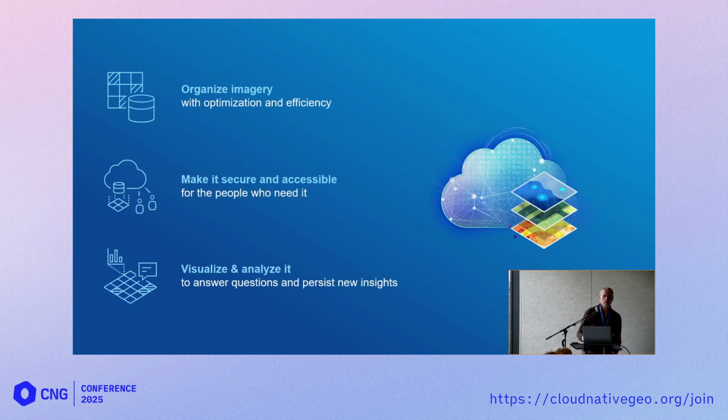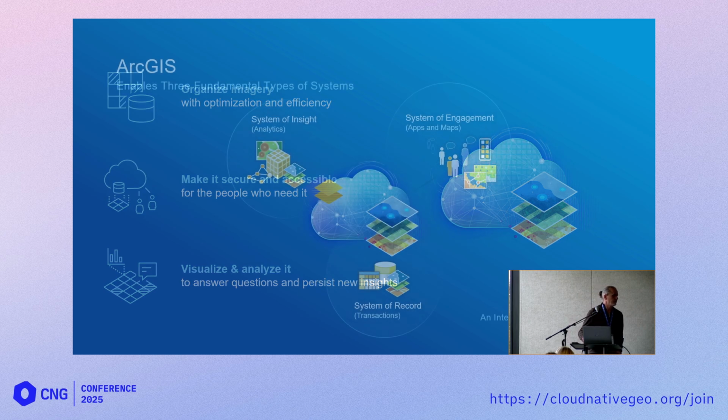So really, when we talk about imagery management, it comes down to these things. Organizations want to have some organization of their imagery with this optimization and efficiency in mind. They want to make it secure and accessible so that people can find what they're looking for. And so that those folks, those machines, those humans can visualize and analyze it.